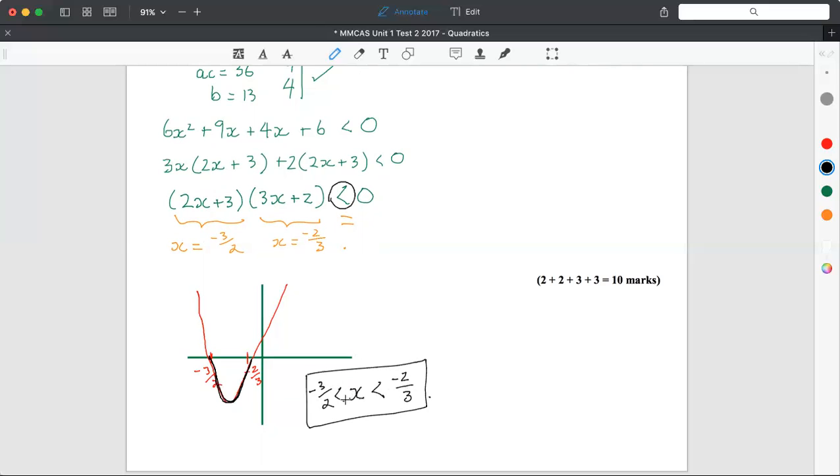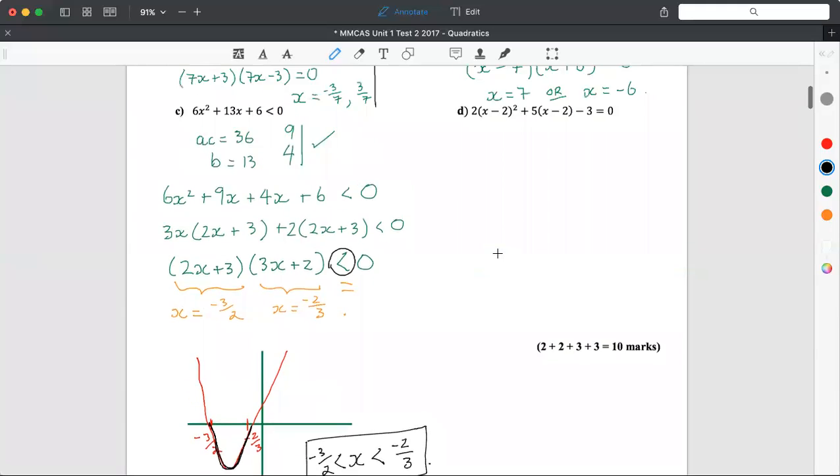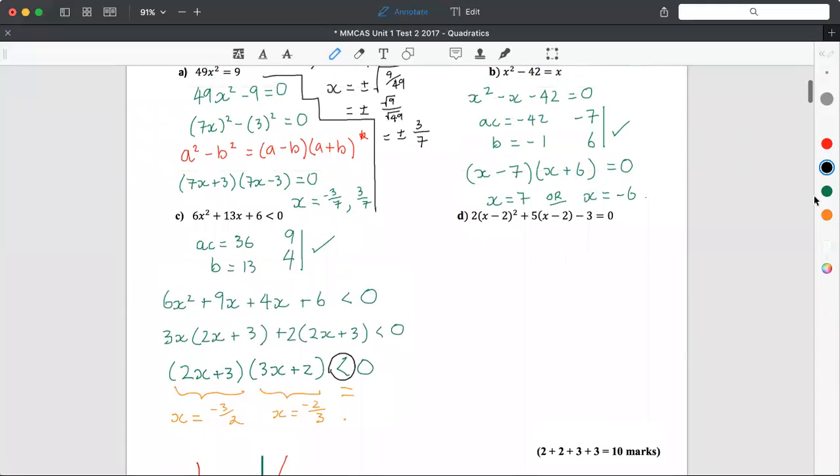If you're really stuck, you're able to write a sentence. You can just write a sentence in English, just a normal sentence, and just say x has to be greater than negative 3 on 2 or less than negative 2/3, and the whole thing will be negative. This one here, people did the hard way and they got the right answer.